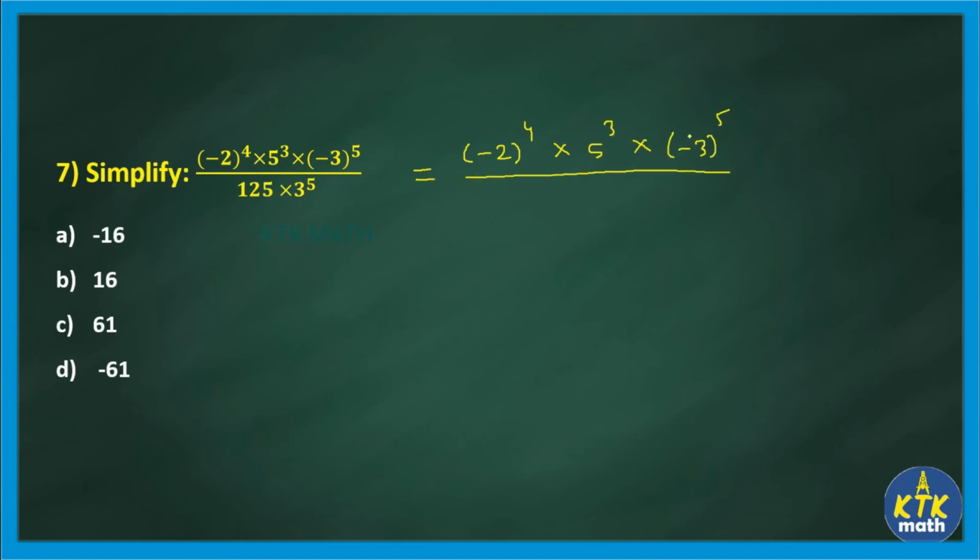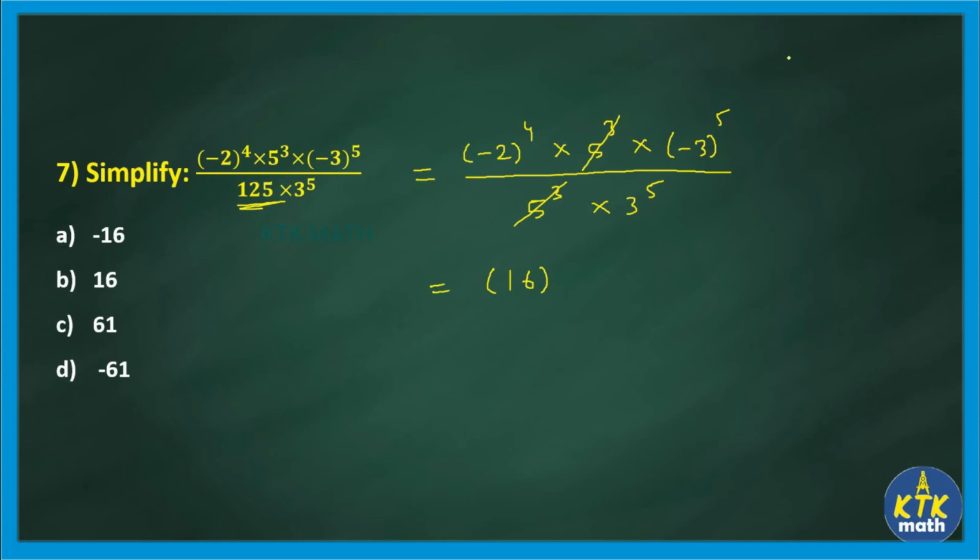The denominator, what I am going to do is very simple. This 125 is nothing but 5 cube, right? 5 cube is 125, and then 3 power 5. Now just check, 5 cube got cancelled. Minus 2 power 4 is nothing but what? It is 16.